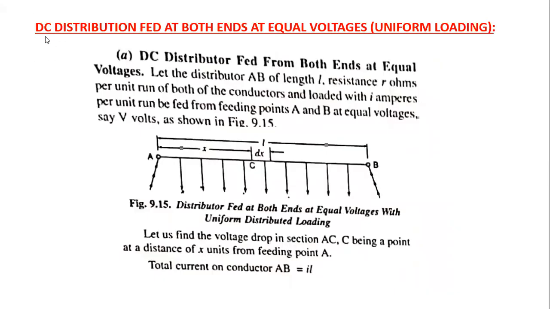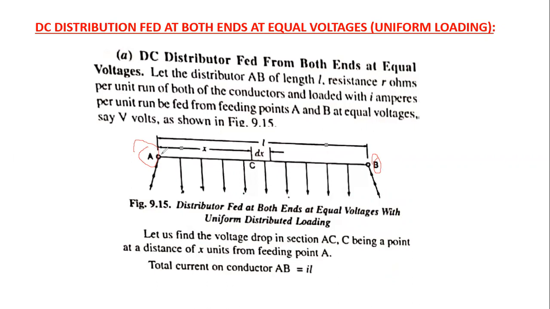Next, derive the derivation for the DC distribution fed at both ends at equal voltages for uniform loading. This is the schematic diagram for the DC distribution fed at both ends, that is A end and B end. These are the equal voltages, and these loads are the uniform loads.